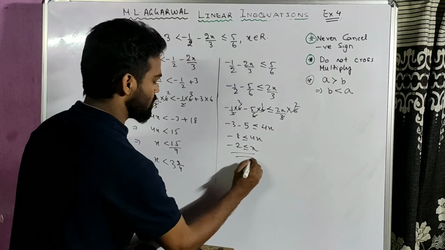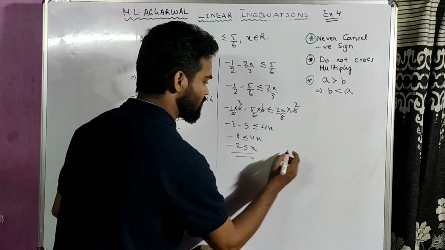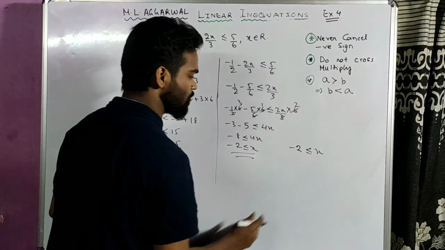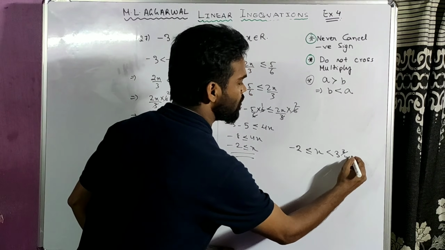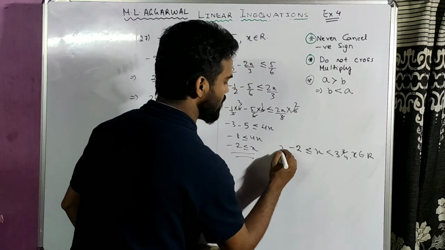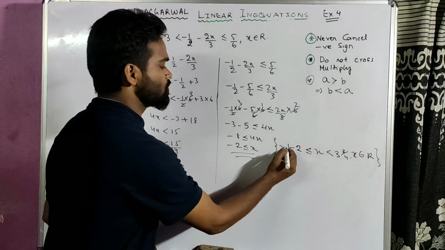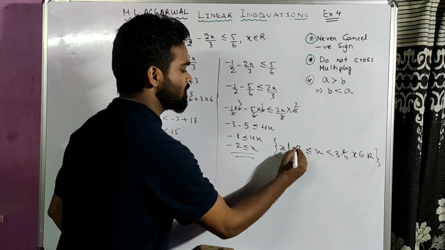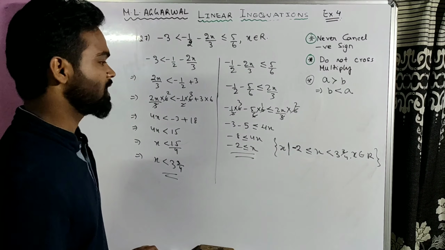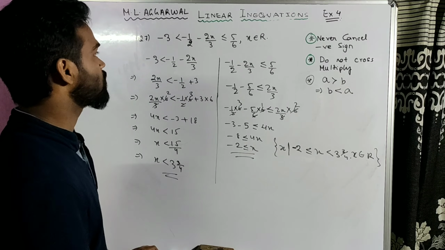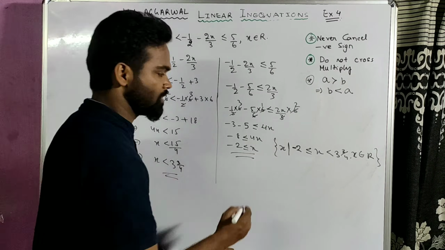Now see, I'll combine these two. First I'll write minus 2 less than or equal to x, the smaller one. Then I'll write this less than 3 by 4, and x belongs to real numbers. So this is our solution set, isn't it? x is such that minus 2 less than or equal to x less than 3 by 4, and x belongs to real numbers. Now we'll draw the number line, okay?